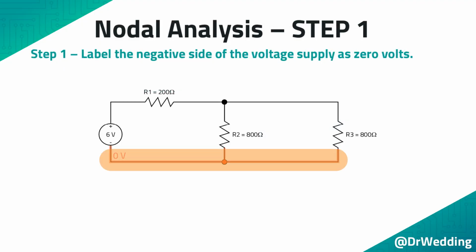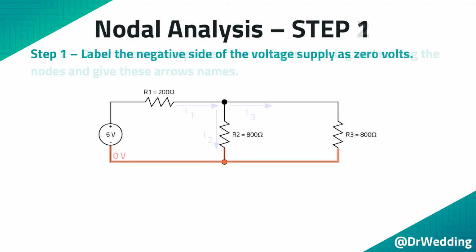Step 1. Label the negative side of the voltage supply as 0 volts. Nodal analysis is used to find the voltages at each node. So, you start with marking the node voltage that is known to be 0 volts.